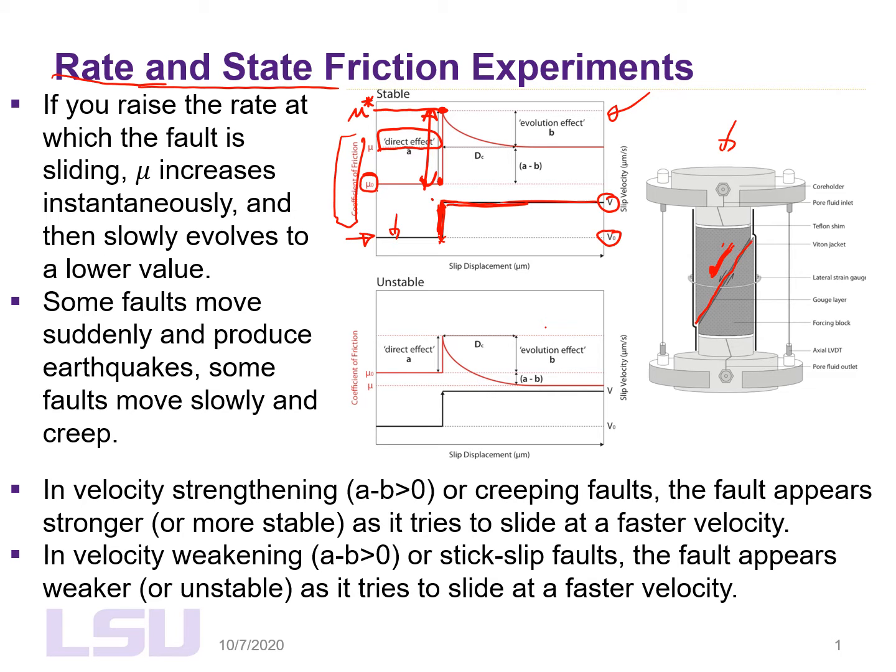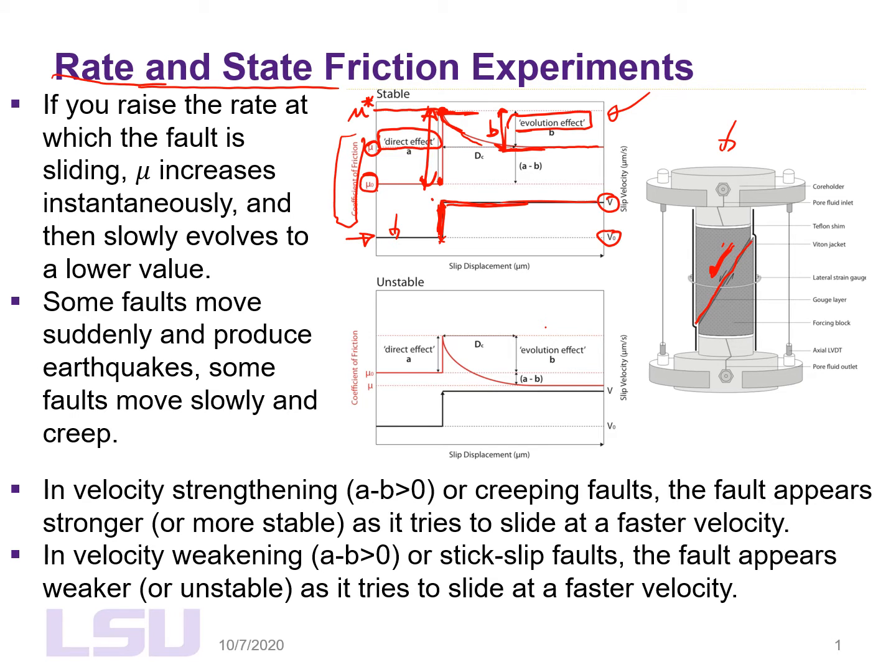And when you keep the velocity constant, what you actually observe is that the coefficient of sliding friction drops gradually to a new value, which is mu. So that drop from that peak to the new value, mu, which is mu star minus mu, is called B, the evolution effect. So you have the direct effect, which is mu star minus mu naught, and you have the evolution effect, mu star minus mu.